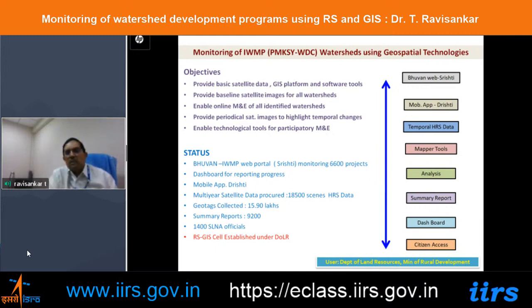And in the entire project, we have concentrated on the development of the Bhuvan web portal, then a mobile app called Drishti, then temporal satellite data, and to even plan the IWMP activities, mapper tools are developed. And once the geotags are available, there is some analysis, then summary report, dashboard, and apart from all these things, we have developed access for the citizen to view what is exactly there, and he can post his comment and other things.